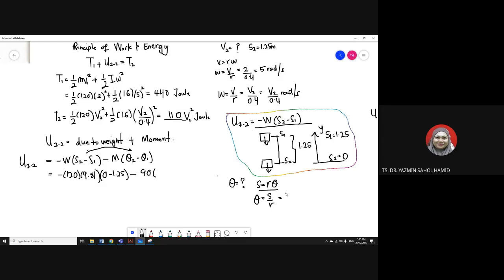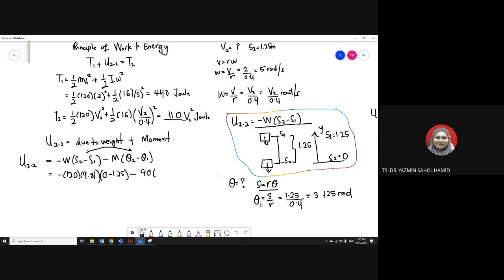Our S is 1.25. Our R is 0.4. So it means our theta is 1.25 divided by 0.4. What do you get? 3.125. Okay, what is the unit? Radian. You always miss updating the units.